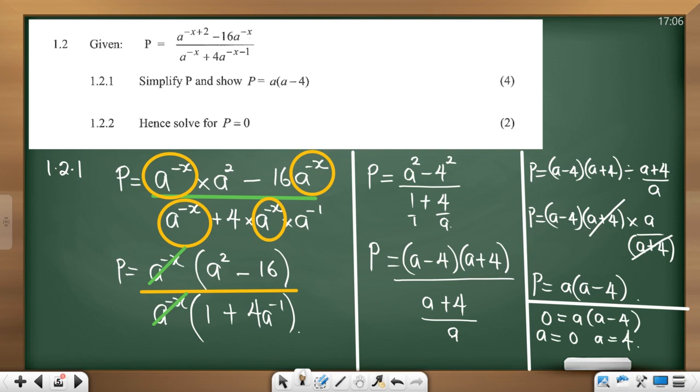I don't know if we are on the same page with the word hence. A equals 0 or A equals 4. Hence, solve. Beautiful. So that's my 6 marks there. Lovely.